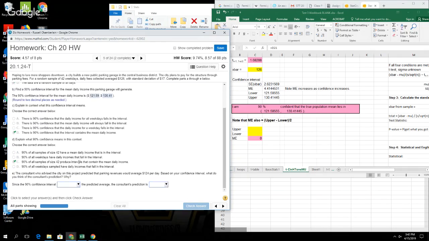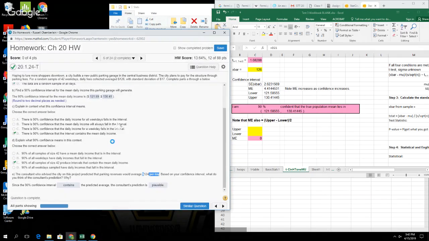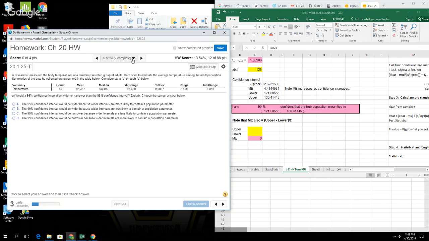Oh, geez. Okay. Consultant who advises city project. Parking revenues based on your confidence interval. What do you think of the consultant's percentage? Contains the predicted average. It is plausible. Yeah, so the 90% confidence interval definitely contains $124 per day. Yep. Okay. All right. There, we finished it.